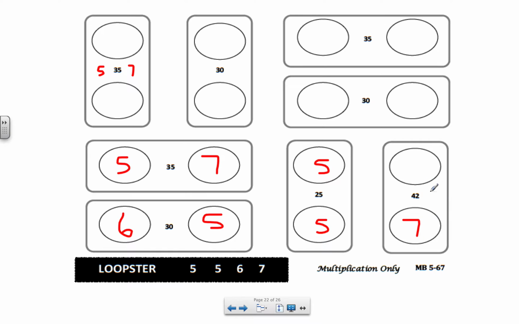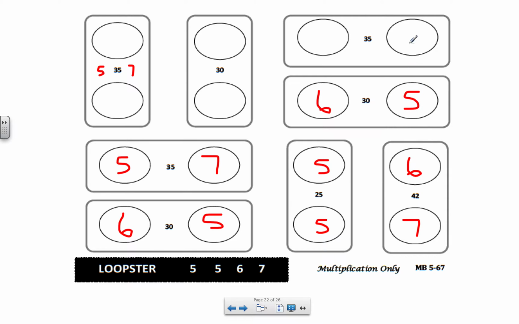7 times what is 42? 7 times 6. Come up to here, I have 30. What 2 numbers make 30? Well, 5 times 6. But when you look right here, I already have a 6 in the end column. So this can't be the 6. The 6 has got to be over here. This has got to be the 5.